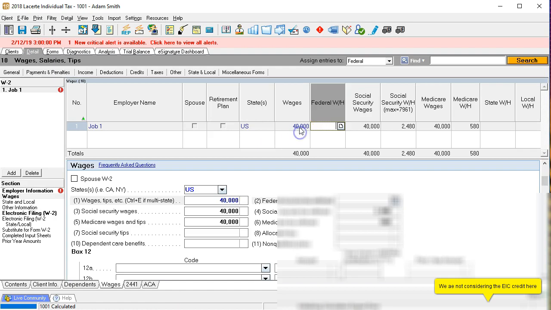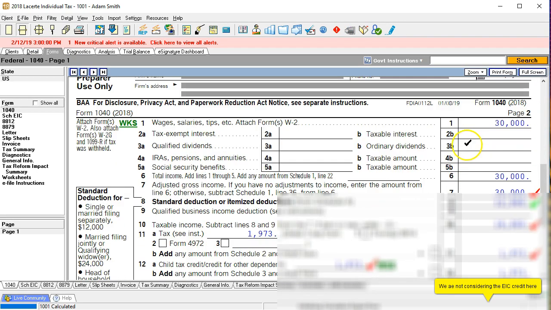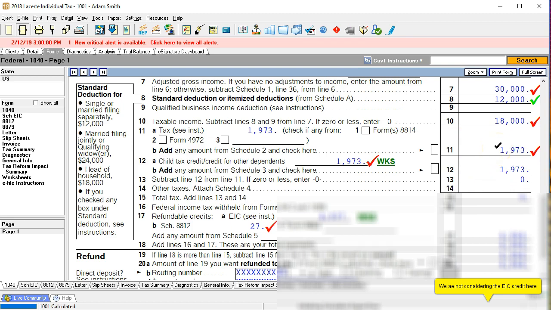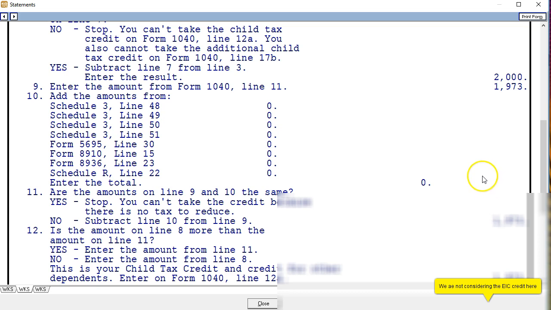So let's go back over and we're going to say that we're at 30,000. So 30,000, that's going to be our income. And that brings the liability down to 1,973. This is the liability before the credit, and therefore this credit is bringing it to 0. So now we have the child tax credit. We have this situation where the credit amount, 2,000 max, is above the liability amount. You can see the worksheet here to see the calculation of it. There's the difference. And so now we have to go to basically the second schedule.